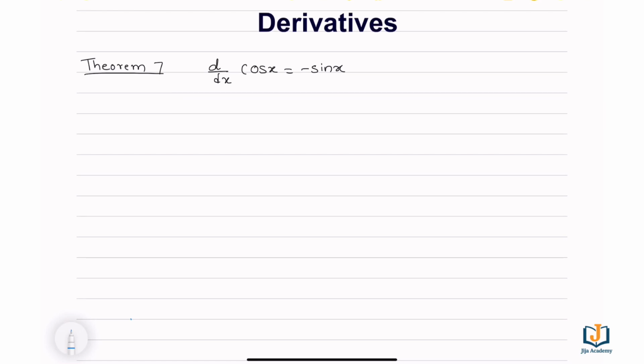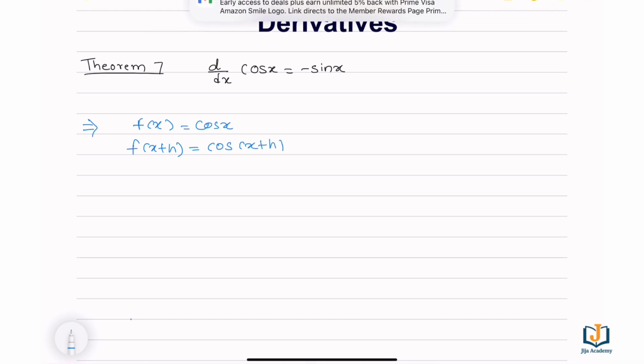In today's derivative session, we are continuing from last session. This session we are taking theorem 7, 8 and 9. First one is the differentiation of cos x is equal to minus sin x. So here f of x is equal to cos x and f of x plus h is equal to cos x plus h.